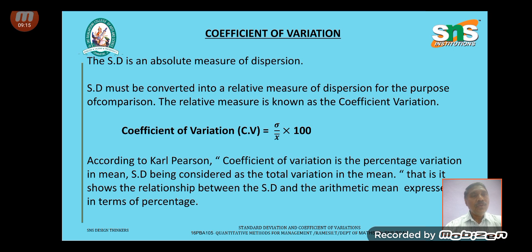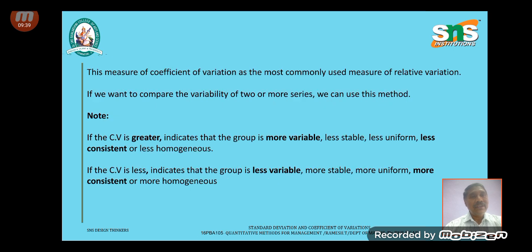Next, coefficient of variation. What is coefficient of variation? Coefficient of variation is the ratio of the standard deviation to the mean, expressed as a percentage. It is the percentage variation of the mean and its standard deviation. So it is the relationship between the standard deviation and the arithmetic mean expressed in terms of percentage. This is the most commonly used measure of relative variation.